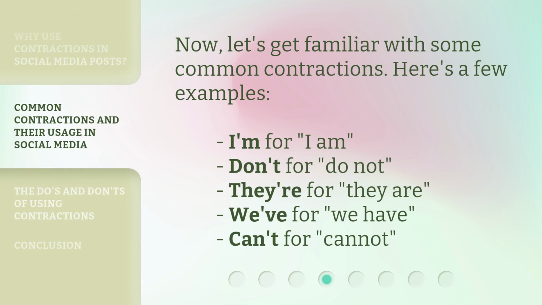Now, let's get familiar with some common contractions. Here's a few examples. I'm for I am. Don't for do not. They're for they are. We've for we have. Can't for cannot.